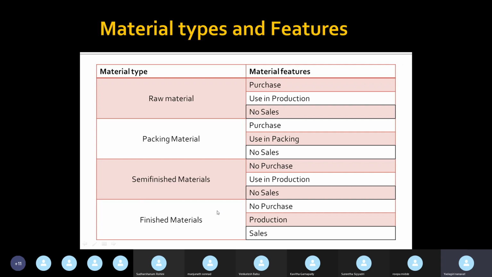Then finally, finished materials. Here we will not purchase it. Here production will happen. For finished goods, sales will happen to the company to generate revenue.